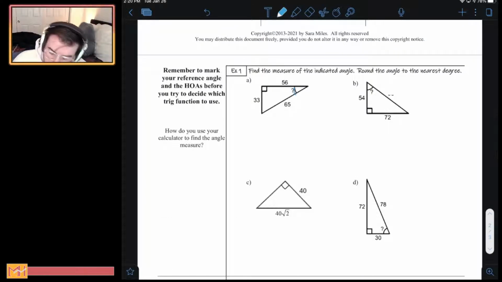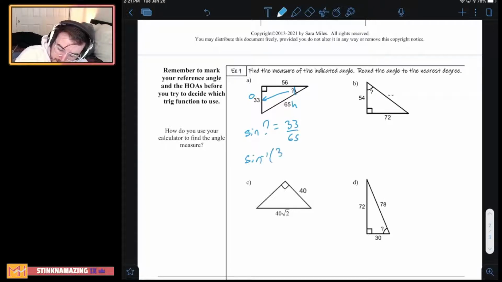Here's the angle. If you know all three sides, the world is your oyster. Use whichever trig function you'd like to use. My personal favorite is sine, just because it comes first on the calculator, and it comes first in SOHCAHTOA, right? So there's the opposite, there's the hypotenuse. So sine of the angle is 33 over 65. So I inverse that to solve for the angle. It really is that quick.